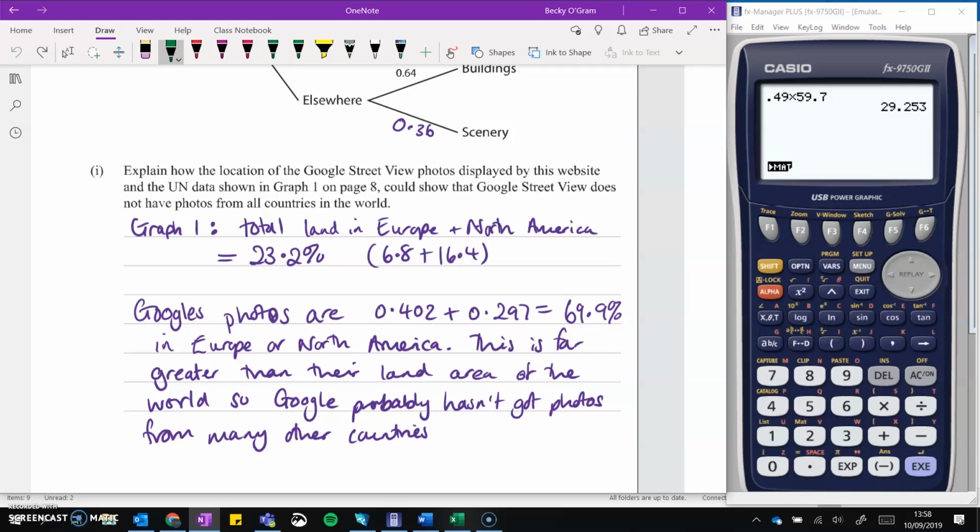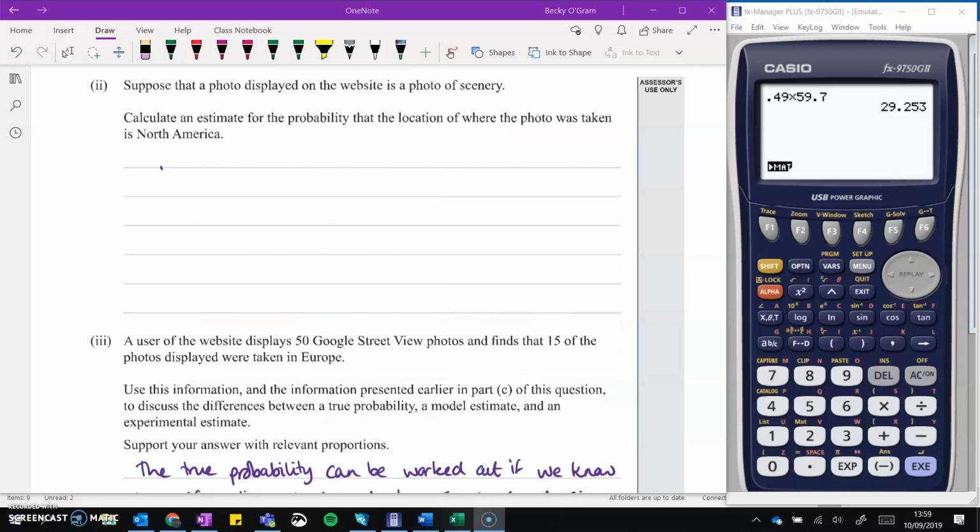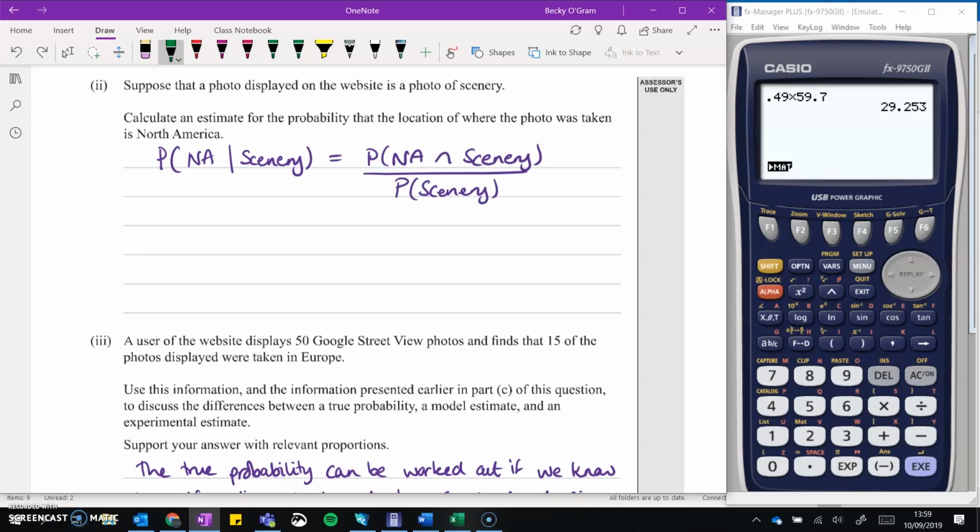So suppose that we have a photo of scenery. Calculate and estimate the probability of the location, whether the photo was taken in North America. So it's a conditional probability. We know that it is a photo of scenery, so what's the probability of it being from North America, given that we know it's of scenery? And we've got the conditional probability formula like this.